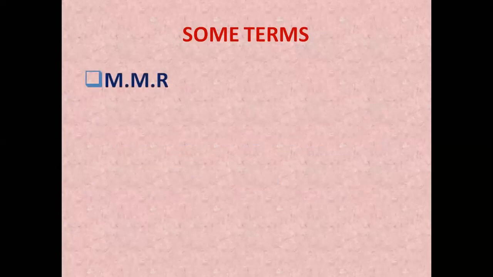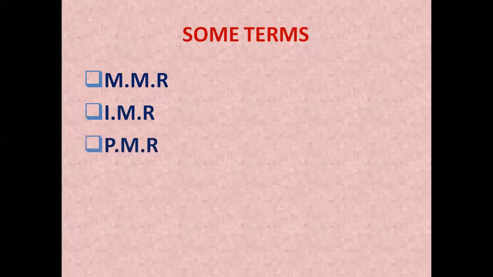Now going through those terms which we will come across in the whole chapter of mother and child health. These terms we will frequently come across. MMR is the maternal mortality rate. IMR is the infant mortality rate. PMR is the perinatal mortality rate. Perinatal mortality means late fetal, early neonatal. Don't worry, I will explain those terms when we come to that point. CMR, child mortality rate.